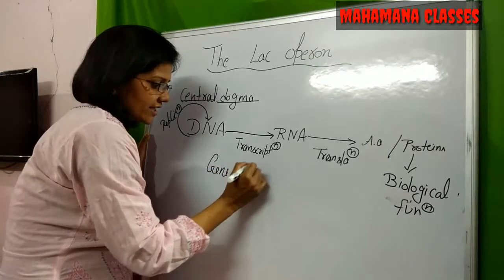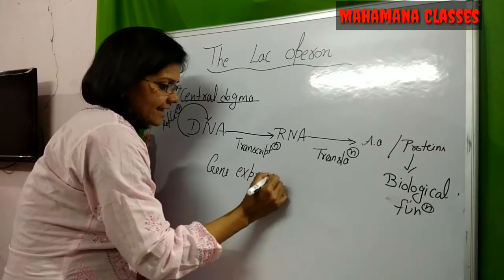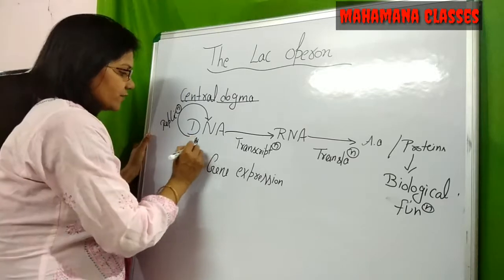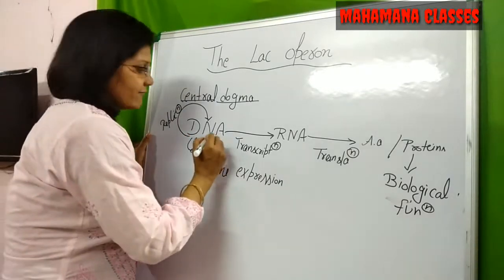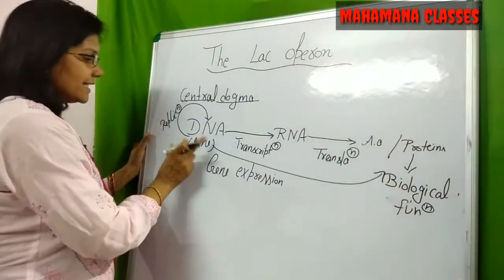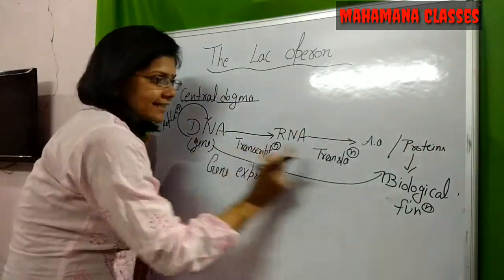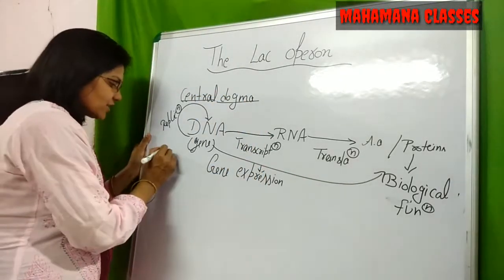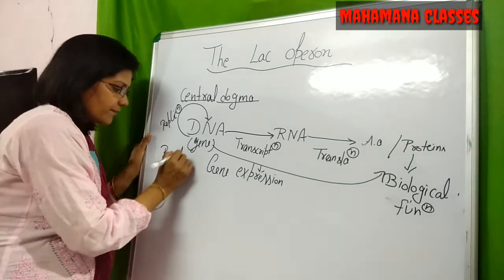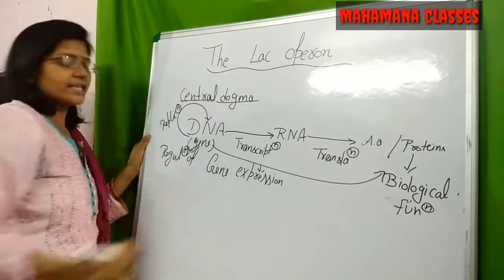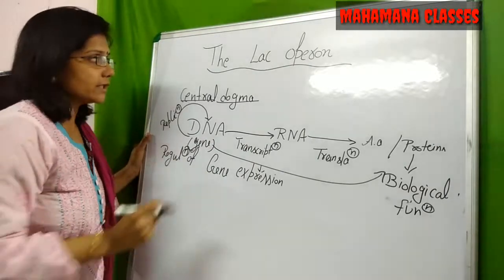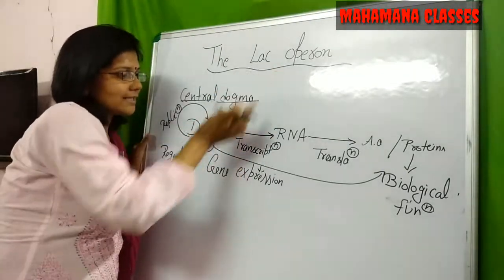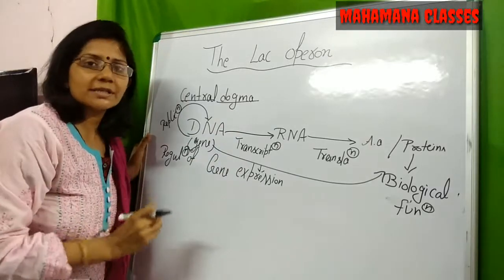What is gene expression? As I have told, from DNA to RNA, then RNA to protein. This DNA is a part of a gene, and this gene will form the protein, and it is known as gene expression. This gene expression needs regulation, and regulation of gene expression is very important, and the lac operon model is just an example of how gene expression is regulated.